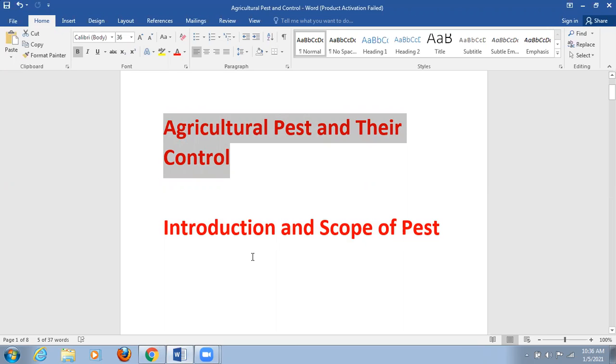Man is again a victim of insect attack. These insects do not attack crops only; they also attack human beings and domestic animals. We know that agriculture is an important branch of biology which deals with the cultivation of crops and the domestication of useful animals. That is the main role of agriculture.